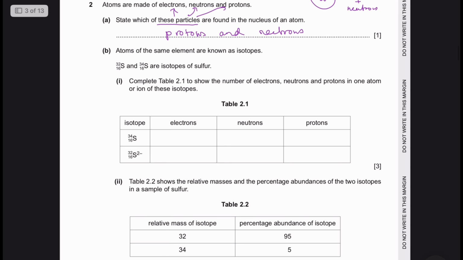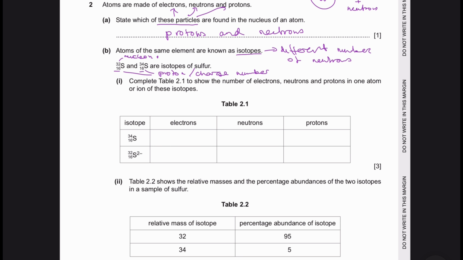Okay, then we're on to atoms of the same element are known as isotopes, have different numbers of neutrons. Okay, we can see that here they have the same proton number. The bottom number, the smaller number, is the proton or the charge number, and then on top is the nucleon number. And they're leading you in this question because they've just asked you what is a nucleon, essentially. Sorry, the nucleon number is the number of protons and neutrons added together.